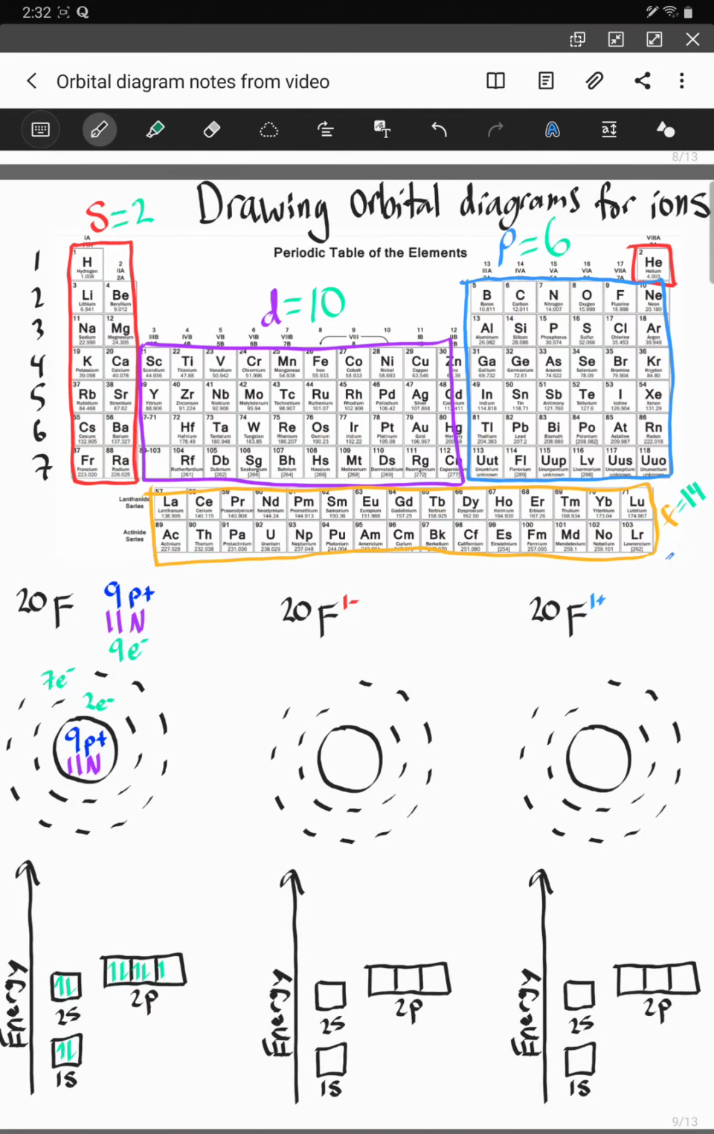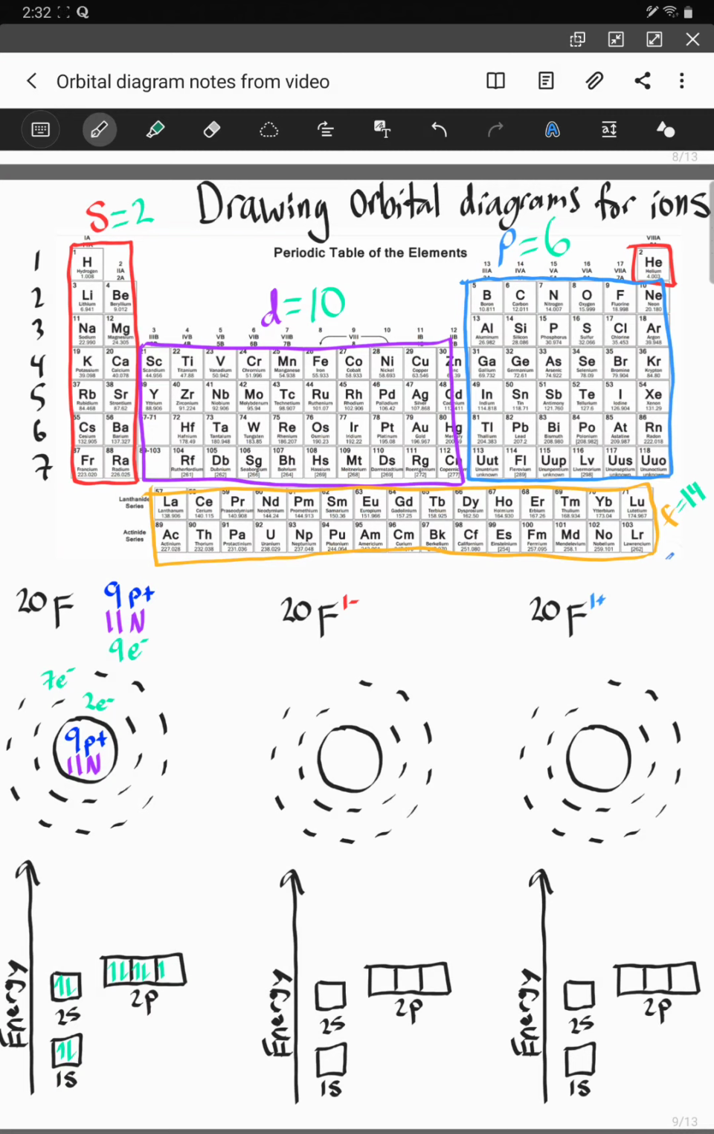In part 1 of drawing orbital diagrams and Bohr models, we learned how to draw orbital diagrams and Bohr models for elements up to calcium. And then in part 2, we focused on the D block and how to draw orbital diagrams and Bohr models for elements up to barium, where we're incorporating the D block and expanding on the limits of the number of electrons that can fit in each orbital.